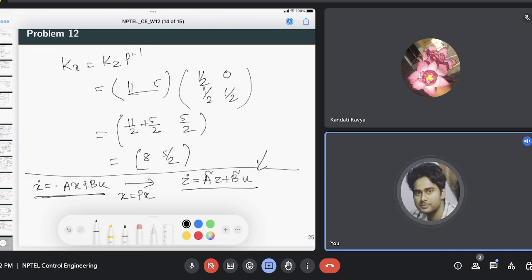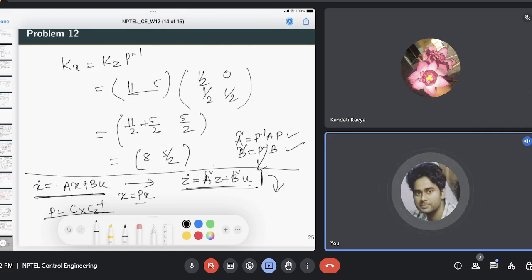So how do we find this P matrix? P equals Cx into Cz inverse, where Cx is the controllability matrix in the x domain and Cz is the controllability matrix in the z domain. A tilde is related to A by P inverse A P, and B tilde is related to P inverse B. From this we obtain the similarity transformation and the P matrix. Now we have the system in controllable canonical form, which is easily obtained by just writing the characteristic equation. The controller design there is easier, and we obtain the Kz matrix, and we want to find the Kx matrix in the original case.